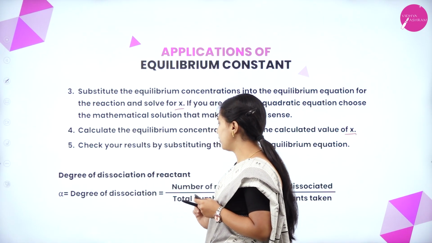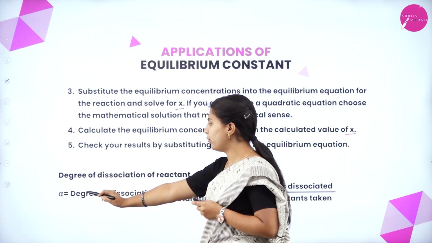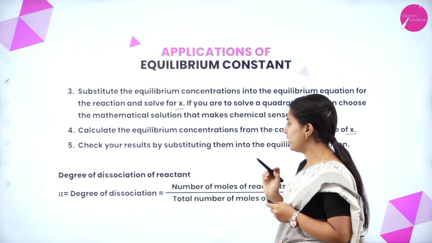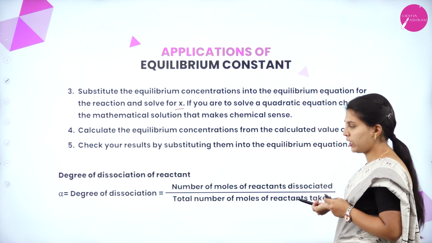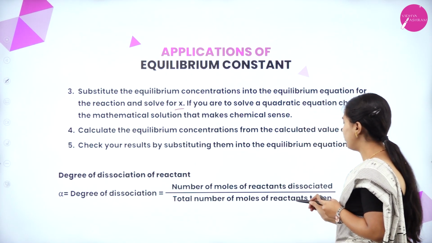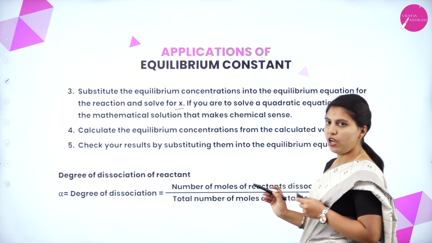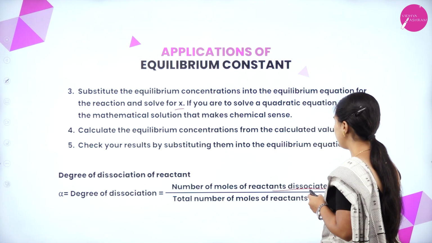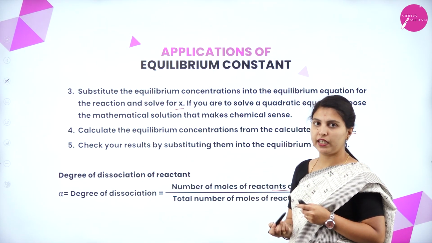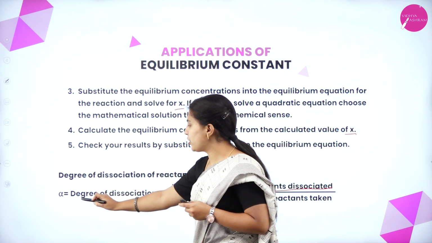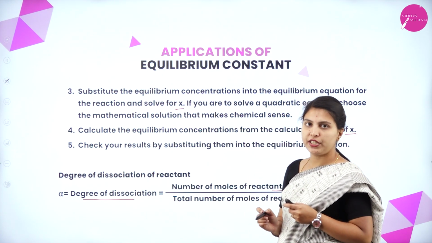Degree of dissociation of reactant. Alpha, the degree of dissociation, is equal to the number of moles of reactant dissociated divided by the total number of moles of reactants taken. How much of the reactant is dissociated out of the total reactant taken, by that you will get the degree of dissociation.